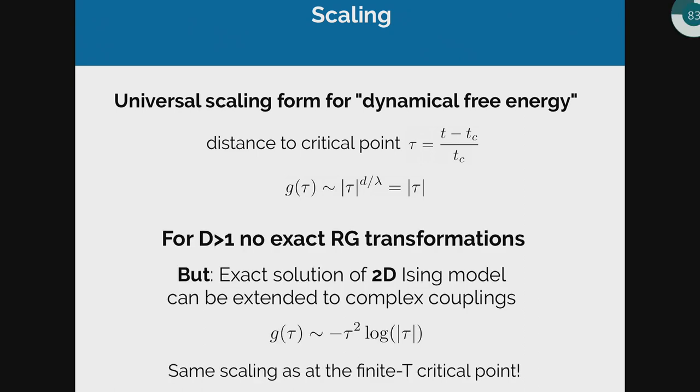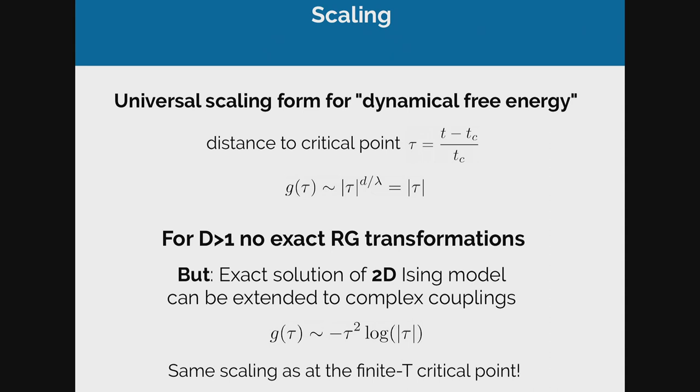Cannot be done. However, what we can do still is we can use the Onsager solution for the 2D Ising model, but now adapted to complex couplings. You have to be careful at a few steps, when you select the dominant eigenvalue. But you can then compute the partition function, the free energy density, exactly for the two-dimensional case. And you find that there is a critical point in time, a dynamical quantum phase transition in the 2D Ising model. And from the exact solution, you find that the non-analytic behavior has this form, tau squared log tau, where tau is the distance to the critical point.